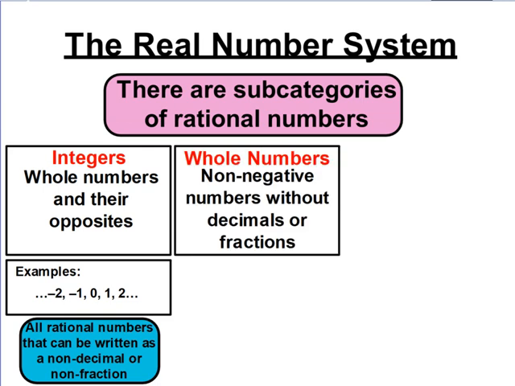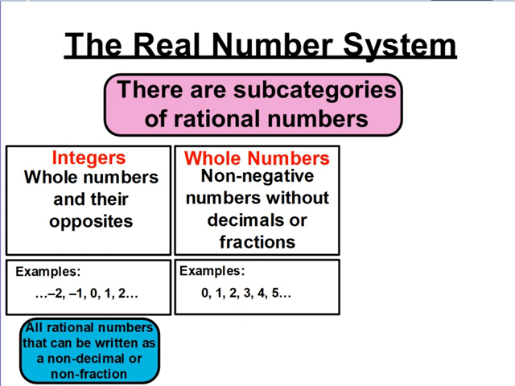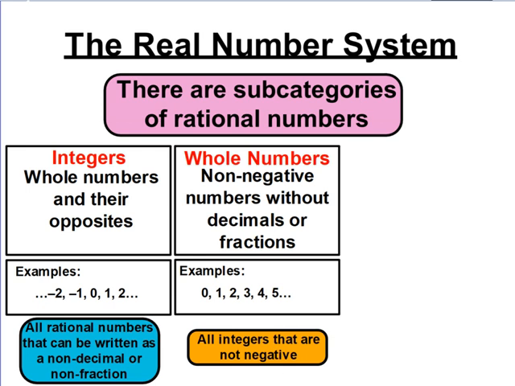So there's a subset that goes on from there too. And the next subset is whole numbers. Whole numbers are the non-negative numbers without decimals or fractions. So if we take a look at the list of numbers I'm talking about there, we're starting at 0 and just counting in the positive direction from 0. So non-negative numbers without decimals or fractions. So what you can hopefully notice is that whole numbers are just the integer category without the negatives. So if I gave you a number, these are all integers that are not negative. That's the best way to describe it.